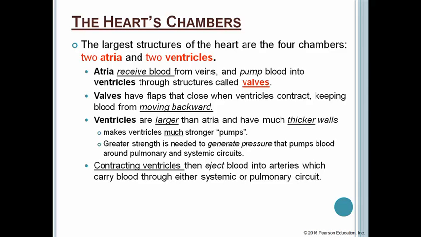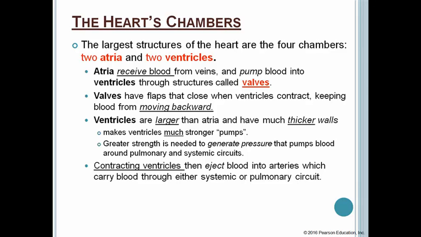So we know that the atria receive blood from veins, and then they are going to pump the blood into the ventricles, and the ventricles then are going to pump it out of the heart. In between the atria and ventricles, though, there are specialized valves which act like flaps or doors to close off the atria, close off the ventricles, to keep blood moving forward. They're there to prevent backward flow of the blood. So the valve's major function is to keep blood from moving backward to allow one-way flow.